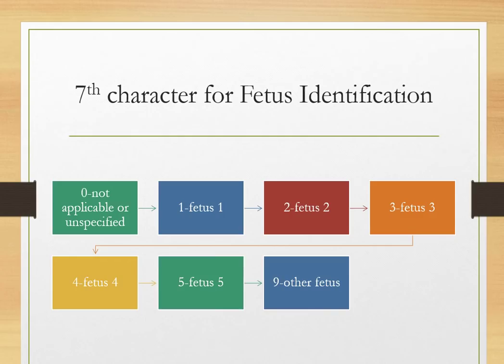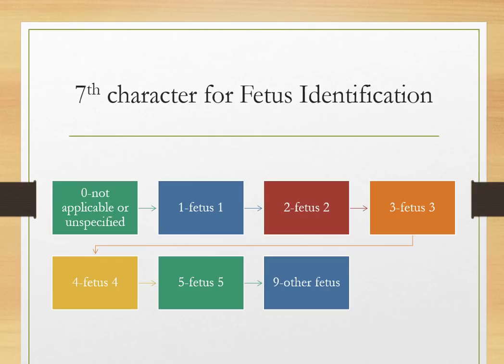All right, next up, the seventh character for fetus identification. I have to say that this has to be one of my most favorite rules regarding coding, because in our mind, we're like, oh, there's one fetus, so it should be a seventh character of 1. But that's not true. Here are the rules, guys.